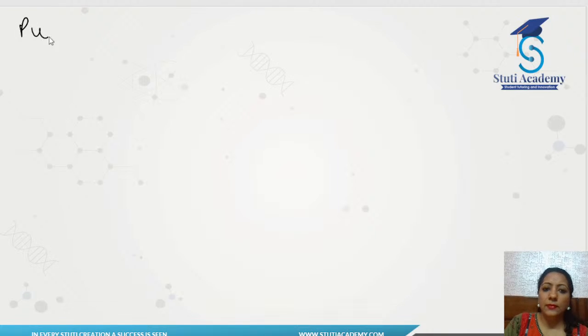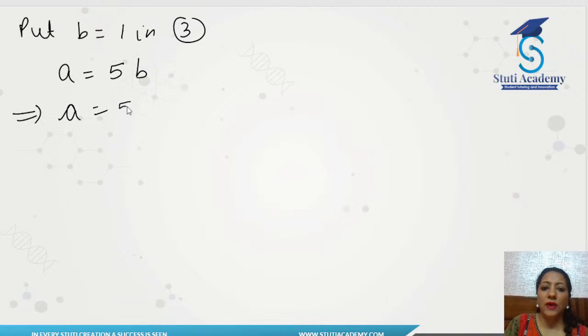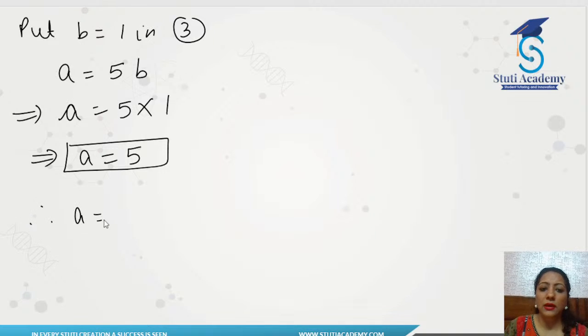So we will put B is equal to 1 in the third equation. We will get A as 5B. That means A is equal to 5 times 1, that means A is 5. So A is 5 here and B is 1.